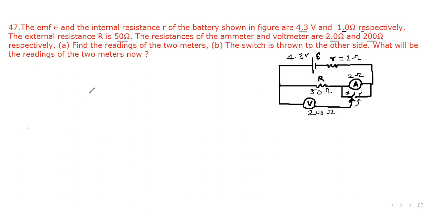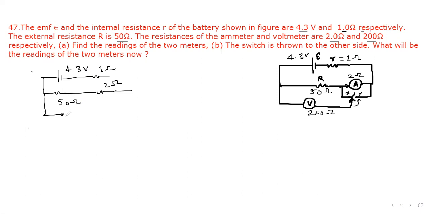So there are two cases. Case one we are going to discuss. Here we have to find out the current through this 2 ohm resistor and the potential difference across this 50 ohm resistor. So let's draw the figure here. This is 4.3 volt, and this is 1 ohm resistor. Then this is 50 ohm resistor. This is 2 ohm resistor, and here there is 200 ohm resistor.